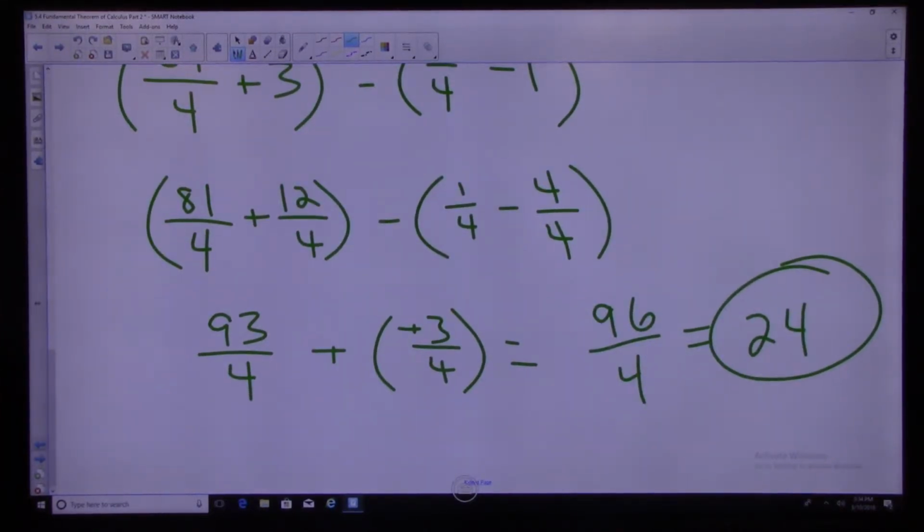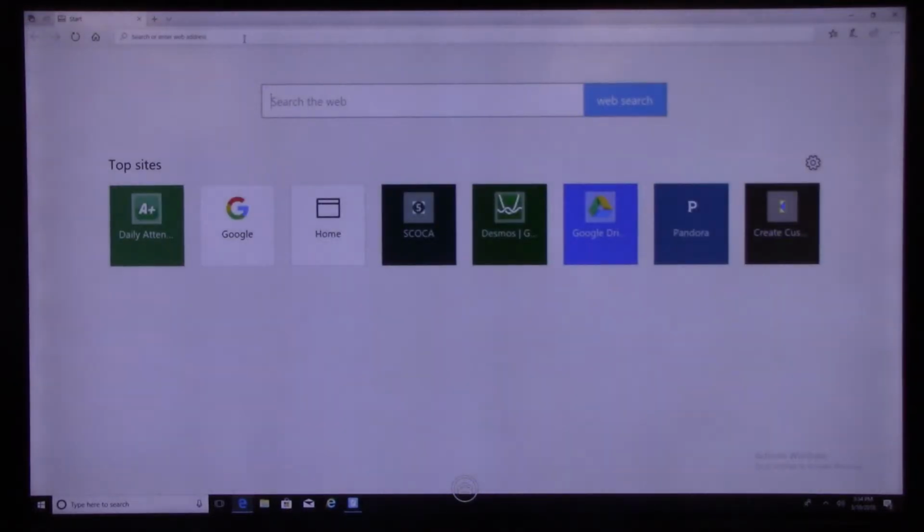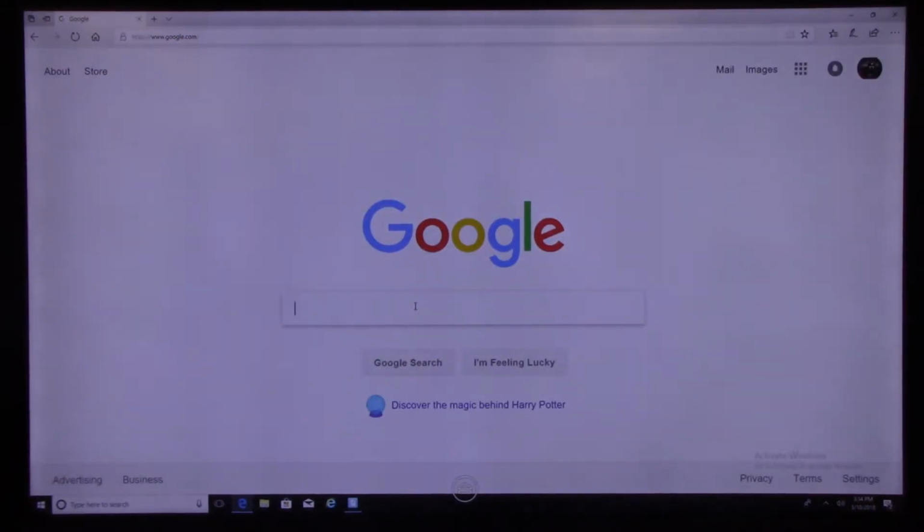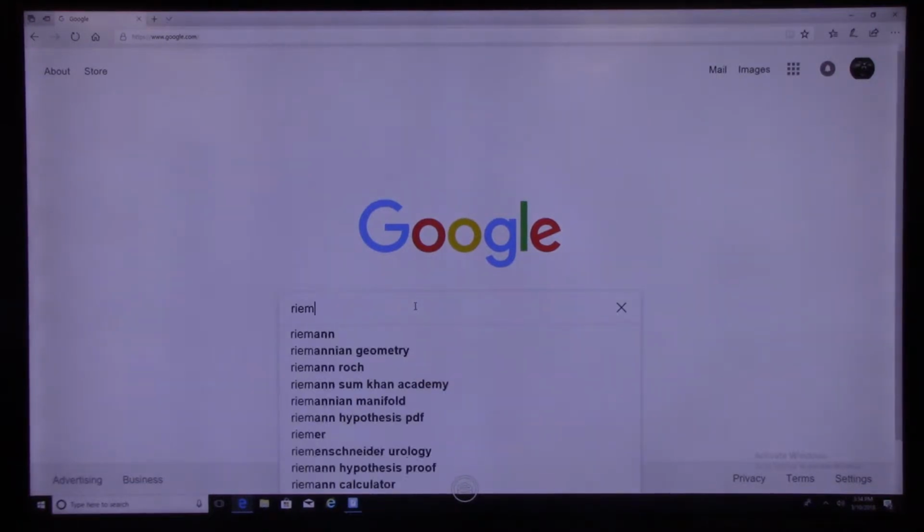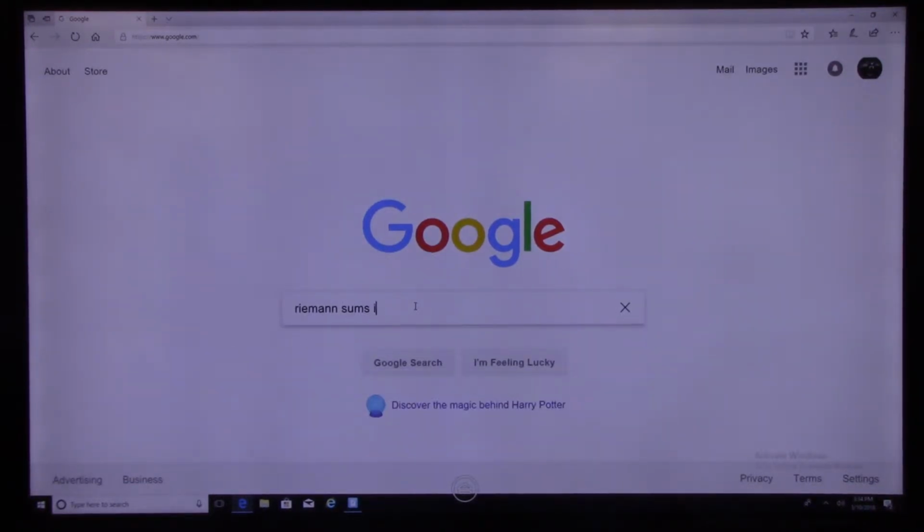Now, I wasn't planning on doing this, but it's probably a good idea to show you guys, to make a connection here between this and the Riemann sums. So let me just do this real quick and bring this up. I'm hoping the video is going to pick this up as well. Let's see what I want to do. Oh yeah, Riemann sums interactive.